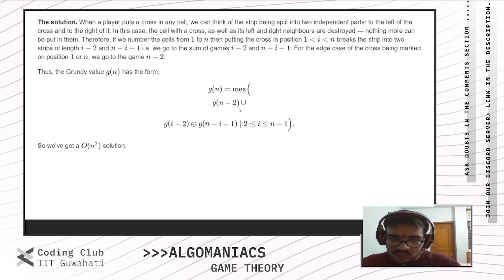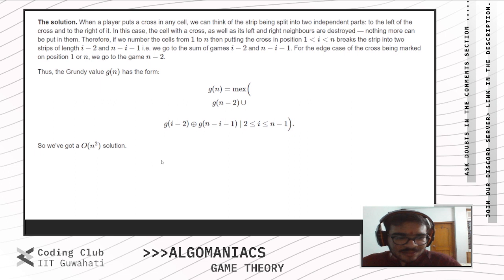So n minus 2 is one case, if you place the cross at the end, and we have to iterate over all i from 2 to n minus 1 and take the XOR of these two. As we said earlier, each Grundy number is equivalent to a single pile of that many stones. So we'll take the XOR sum of those two possible states if you place a cross in the middle, and we'll take the union for all these values of i. So if you think about it, it's an O(n squared) solution and it should be easy to code.